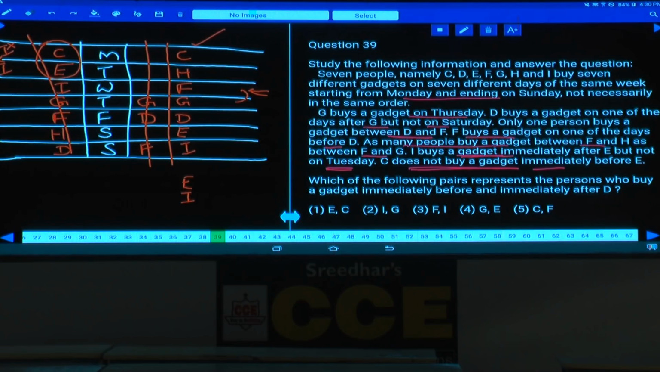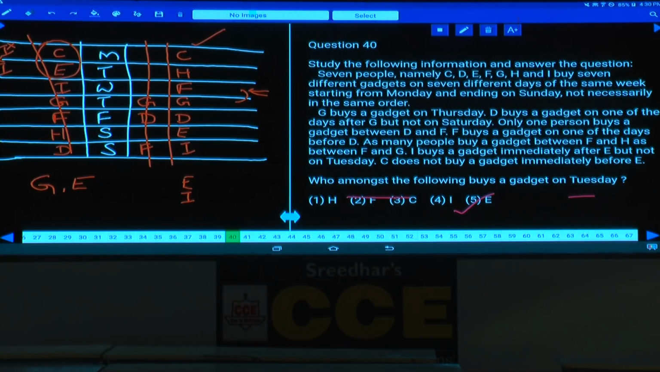Finally, we are left with only one case. What is the final arrangement here? C, H, F, G, D, E and I. Then question number 39. Which of the following pairs represent the persons who buy a gadget immediately before and immediately after D? Immediately before D is G, immediately after D is E. Hence G and E, choice 4. Question number 39, it is choice 4.